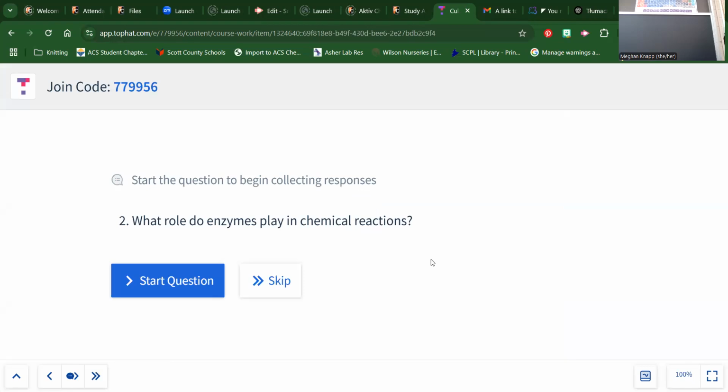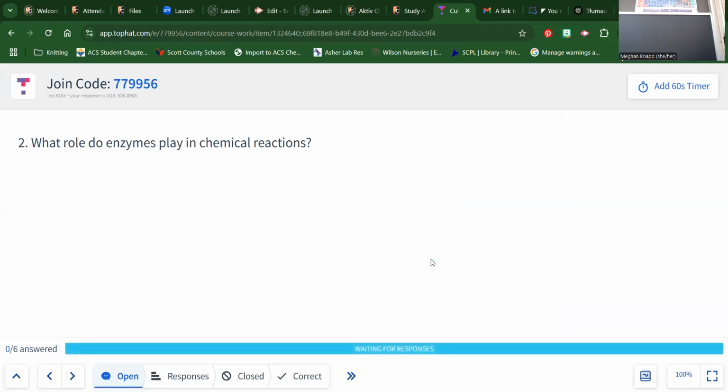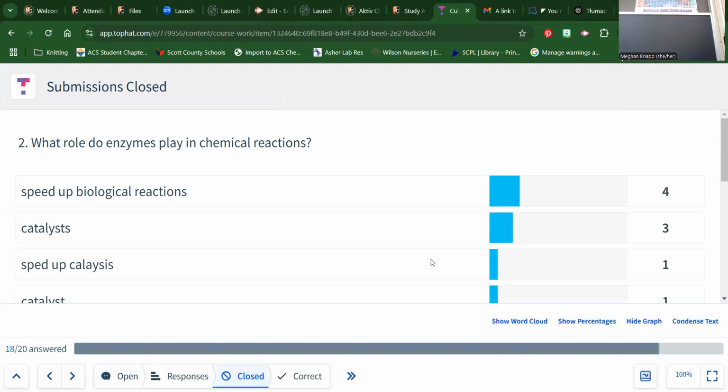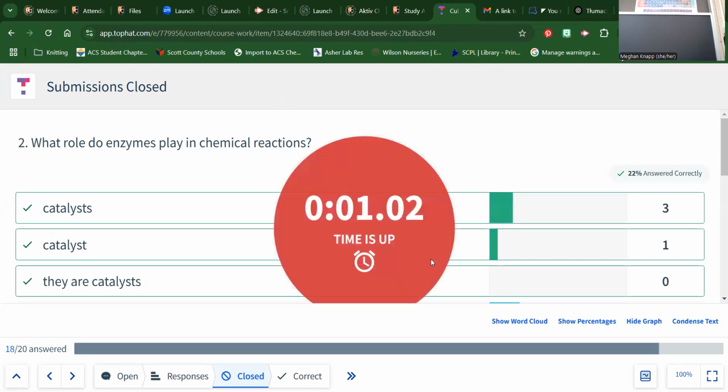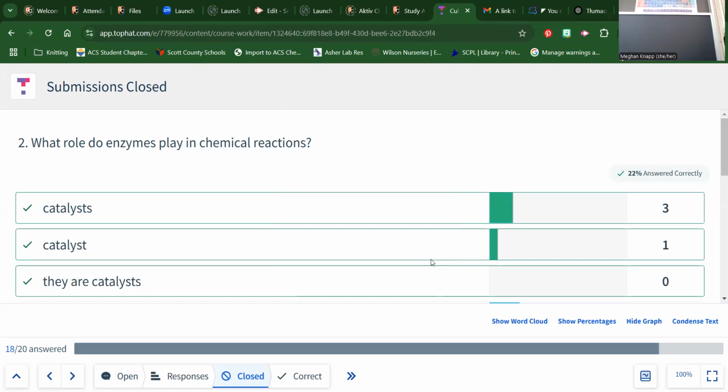All right, so another, were you just paying attention moments ago question? What role do enzymes play in chemical reactions? All right, they speed up biological reactions. Excellent. They are catalysts. So yeah, all of these that refer to catalysts, special proteins, all of those are excellent. So let's see. These are ones that I would have said, but these other ones are also correct as well. So people are paying attention. Excellent.